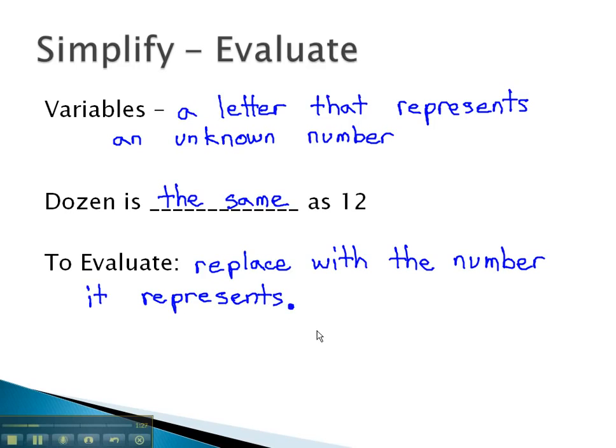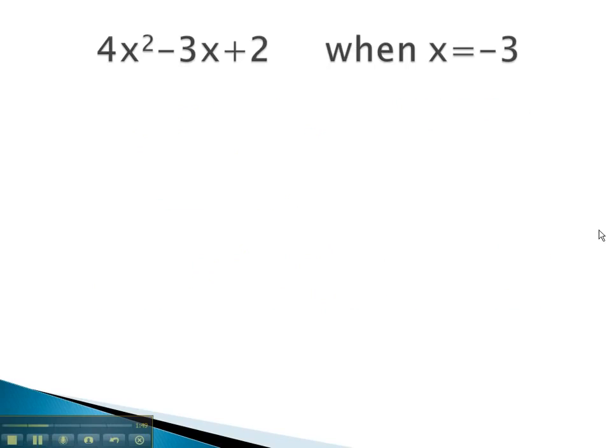Once we do that, the expression becomes an order of operations problem. As we make that replacement, we need to remember to put the number in parentheses. This will preserve the order of operations intended for the variable. Let's take a look at an example where we can replace the variable with a number that it represents.